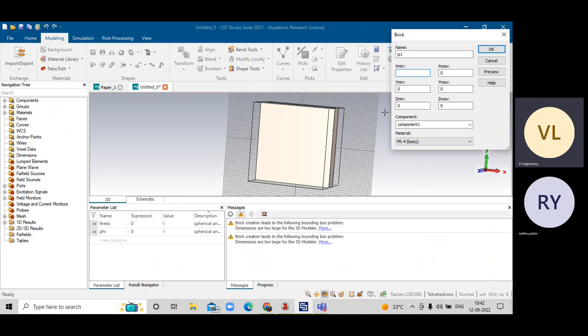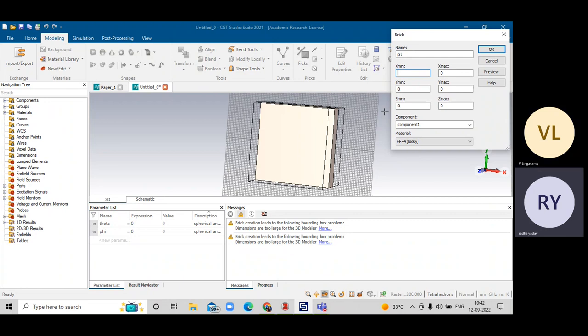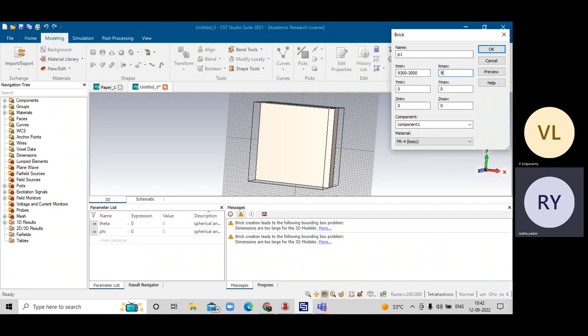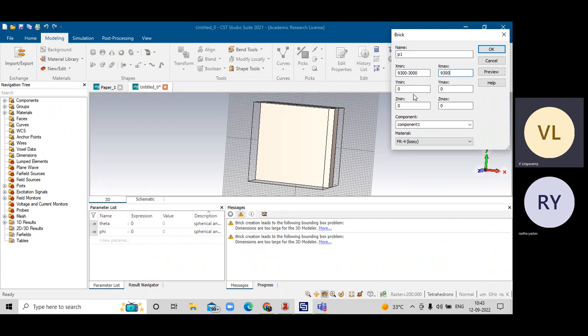So X min is minus 9300. I think minus will be there. No issues. Minus 3000. Similarly, on the right you can put 9300. X max will be 9300. Then on the bottom also you can use the same thing: 9300 minus 3000.